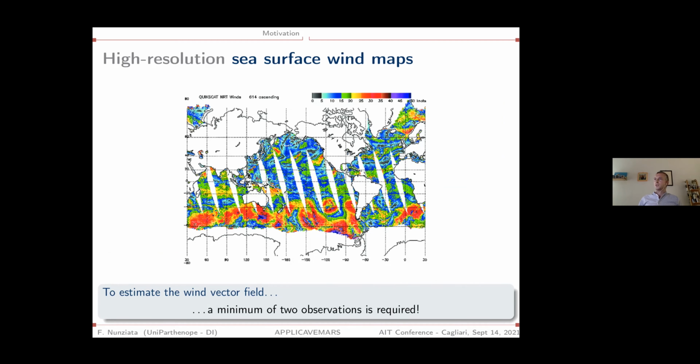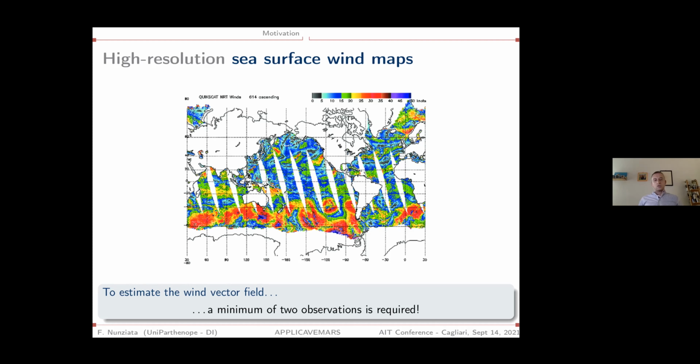whose temporal sampling is very dense, since you can have two of these maps for each day, and you also have a number of scatterometers that are actually providing this kind of measurement. So there's a very large number of wind maps over the sea surface. And the spatial resolution of those measurements is around 25 kilometers or around 10 kilometers. It depends on the sampling adopted, but it's tens of kilometers.